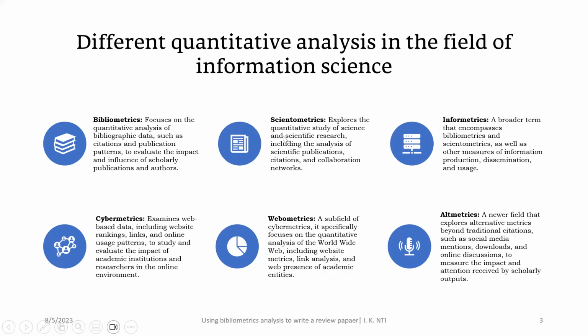There are different quantitative analyses we can do when it comes to the field of information science. One of them is bibliometrics. We have cybermetrics, informetrics, webometrics, and altmetrics. These are all measures, or analyses, that we can do on information or on data. I urge you to go through these different analyses in your leisure time, look at where each can be applied and the advantages and disadvantages of each of them. But today, the focus is on bibliometrics.